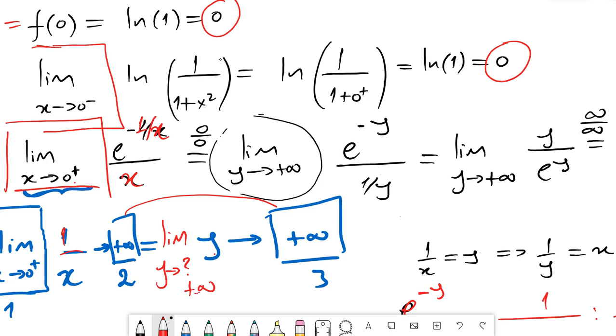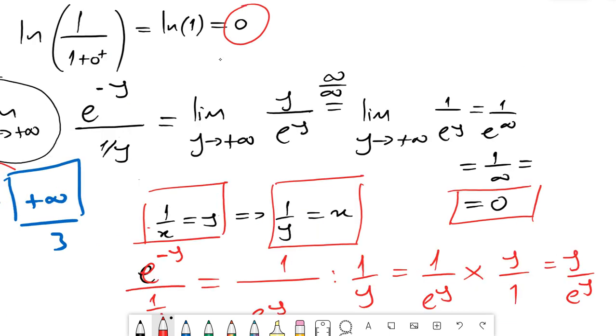Okay, limit when y goes to plus infinity, 1 over x is y, so e to the power of minus y, and x is 1 over y, there is no minus here. x is 1 over y, so they switch, right? One goes to the top and the other one goes down. Now we have infinity dividing infinity, another indeterminate, right?